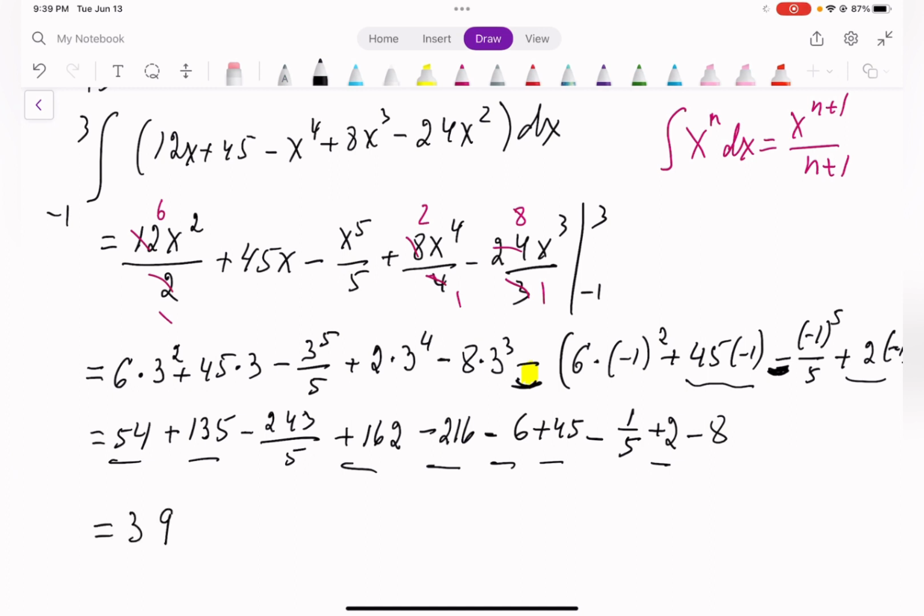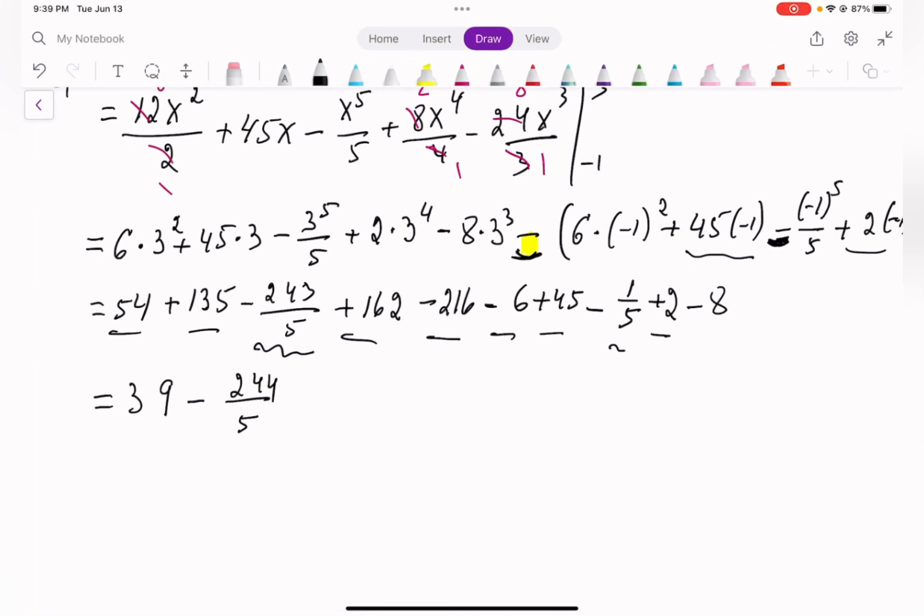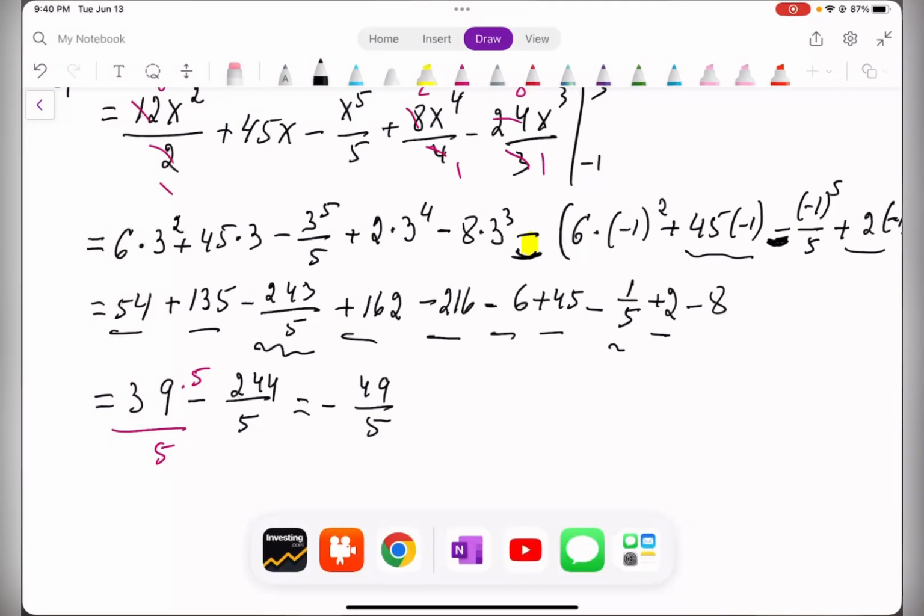Now here I have negative 243 over 5 and negative 1/5. Both of them are negative, so it's going to be 5. 243 and negative 1 going to be 244. Okay, because the answer wants to be in improper form, I'm going to bring it to a common denominator. Otherwise, I would solve it a different way. 5 and times 5. So 39 times 5, 195. 244, I'm getting negative 49 over 5.